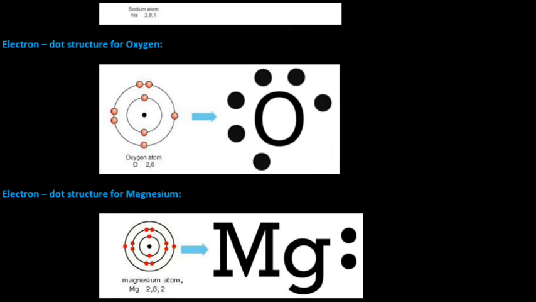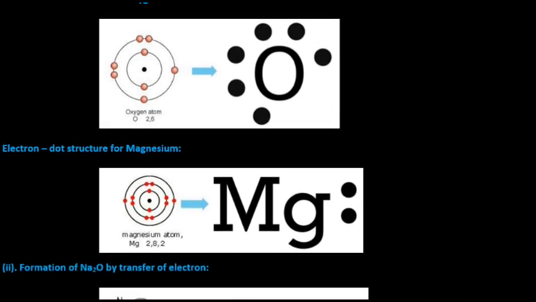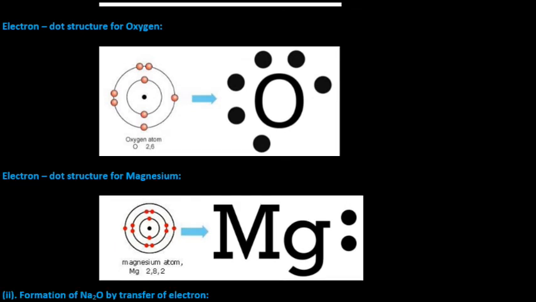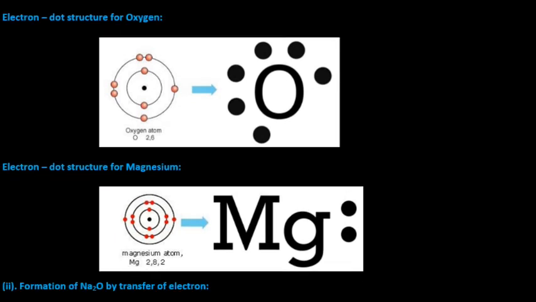Electron dot structure of oxygen: its electronic configuration is 2, 6, so there are 6 valence electrons in its outermost orbit. Electron dot structure of magnesium: that is 2, 8, 2, which means it has 2 electrons in its outermost orbit.